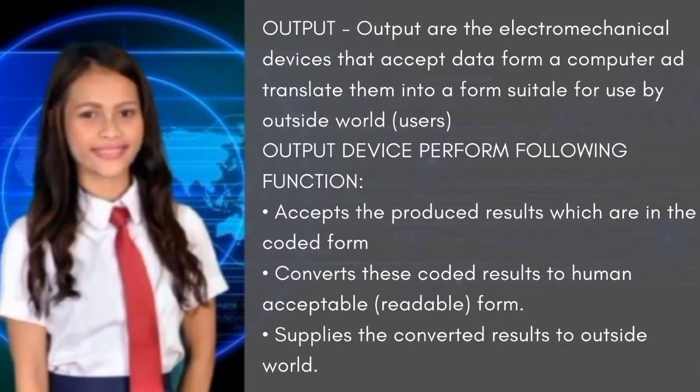Output. Output devices are the electromechanical devices that accept data from a computer and translate it into a form suitable for use by the outside world, the users. An output device performs the following functions. Accepts the produced results, which are in coded form. Converts these coded results to human acceptable readable form. Supplies the converted result to the outside world.